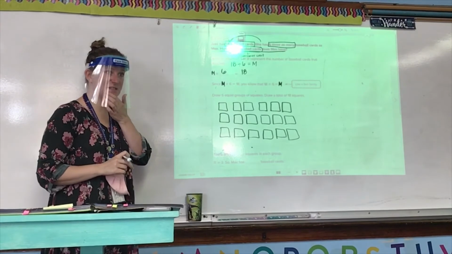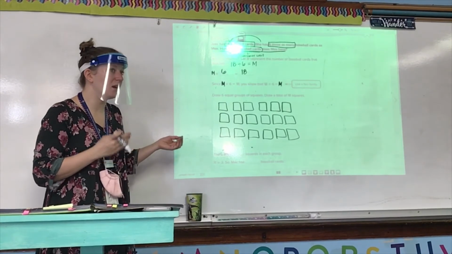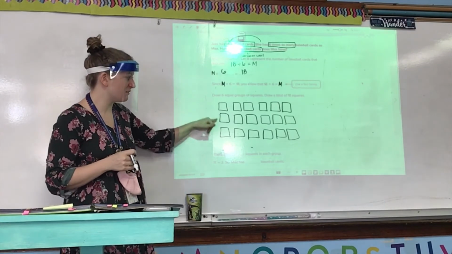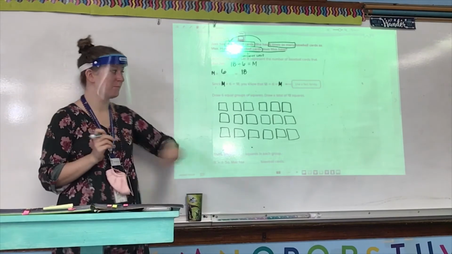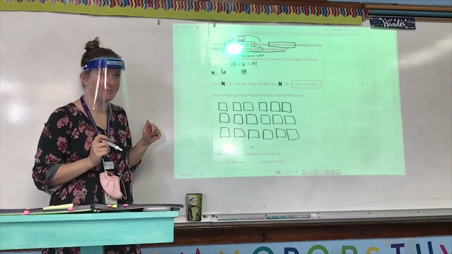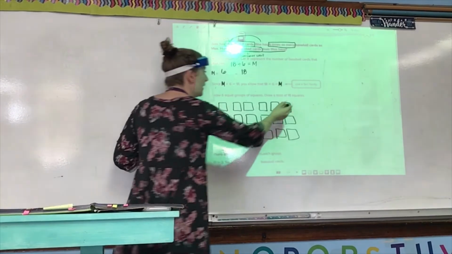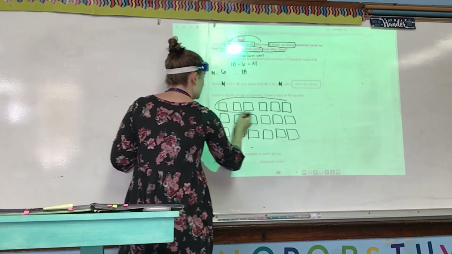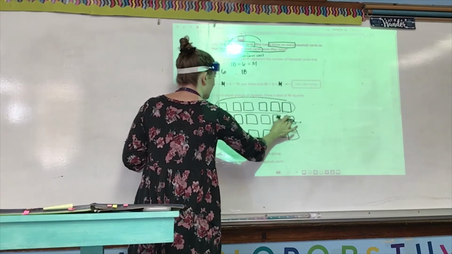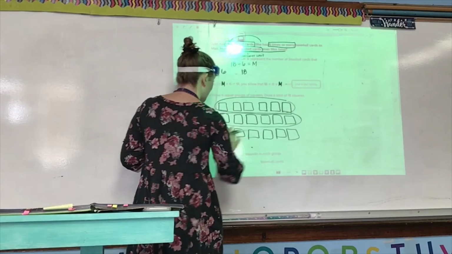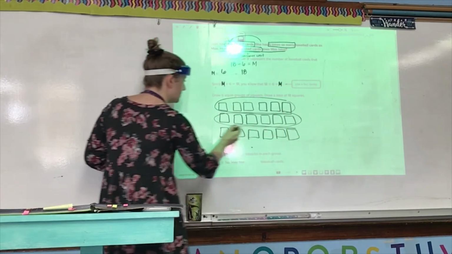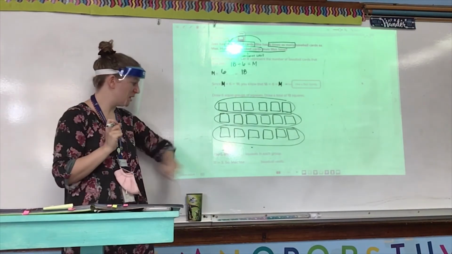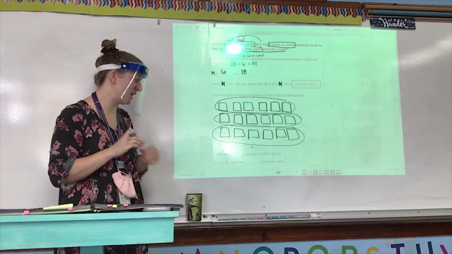Now I need to figure out my 6 equal groups. Well, I already know I wanted to make rows of 6. So each of these rows has 6 in it because I knew 6 was going to be important. So let's circle 6 at a time. 1, 2, 3, 4, 5, 6. 1, 2, 3, 4, 5, 6. 1, 2, 3, 4, 5, 6. Do I have any more groups of 6 to circle? Nope. So, how many squares are in each group?